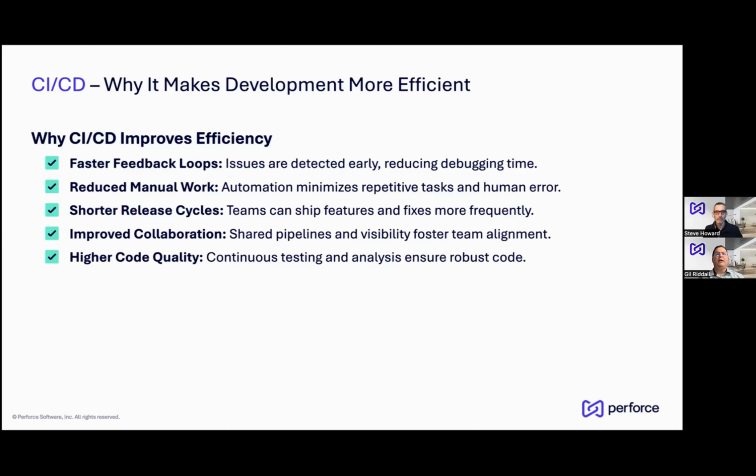So shared pipelines and visibility into the process help developers, testers, operations teams, etc., all stay aligned. And all of that contributes to higher code quality. So this continuous testing and analysis of your code ensures a robust code base.